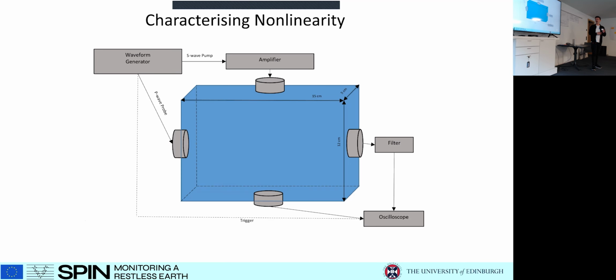pioneered this experiment to characterize nonlinearity through what is known as pump and probe. So essentially we have a very high amplitude S wave that we send through the sample. So it's a high amplitude, low frequency S wave, which is meant to sort of perturb our sample. And at the same time we fire a very low amplitude but very high frequency P wave. And the idea is that those two waves intersect and interact in the middle of our sample here. And there is a delay time of that P wave probe as it gets to the other side caused by the interaction of that S wave.